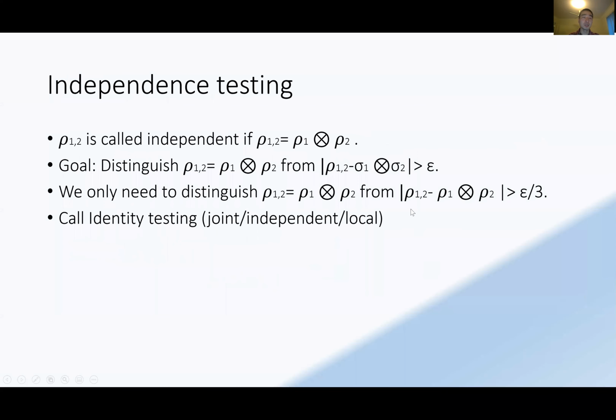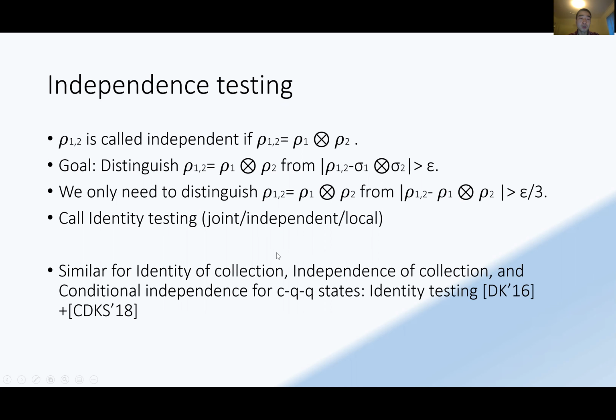And for independence testing, a two-system quantum state rho 1, 2 is called independent if rho 1, 2 is rho 1 tensor rho 2. The goal is to distinguish whether rho 1, 2 equals rho 1 tensor rho 2 from the trace distance between rho 1, 2 and sigma 1 tensor sigma 2 being greater than epsilon for any sigma 1 and sigma 2. Actually, we only need to distinguish rho 1, 2 equals rho 1 tensor rho 2 from rho 1, 2 minus rho 1 tensor rho 2 greater than epsilon divided by 3, and then we just call the identity testing.